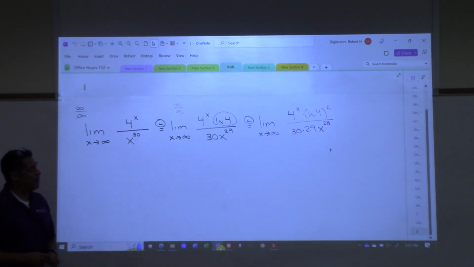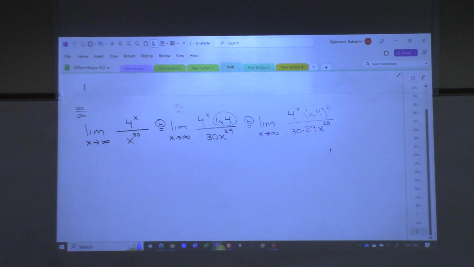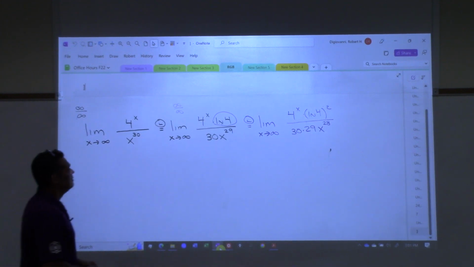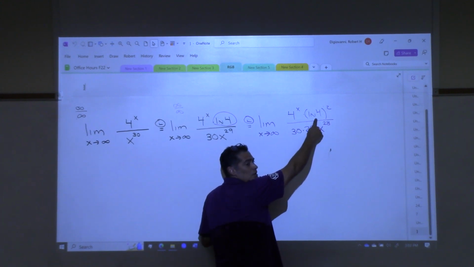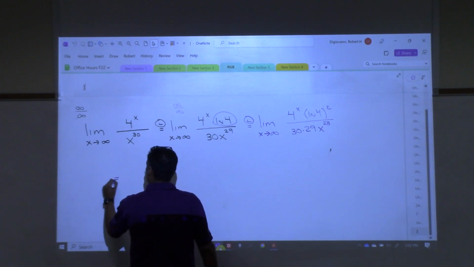Yeah, so what's going to happen? Every time I do a derivative, what's happening on top? I'm going to get a 4 to the x, and then I'm going to get another natural log of 4 to pop out, right? Every single time I do this. Let's just try and do one more.